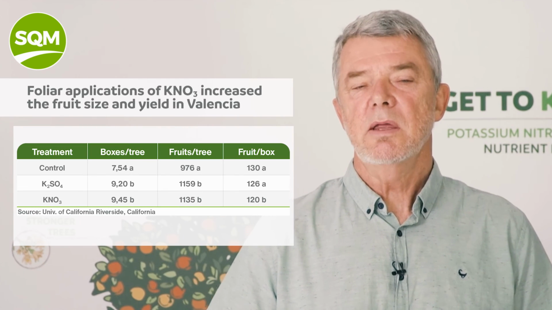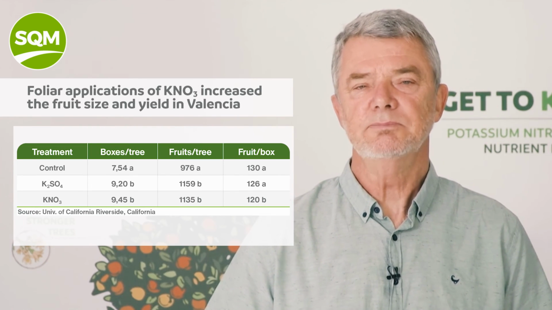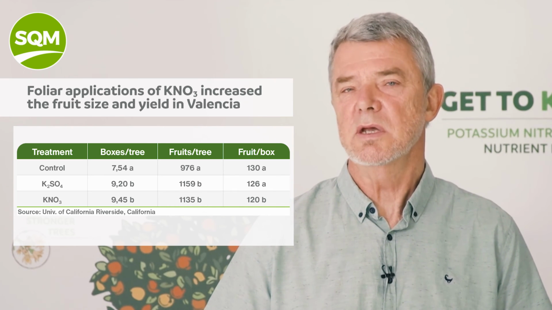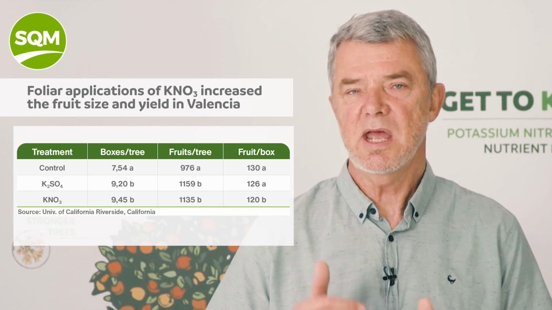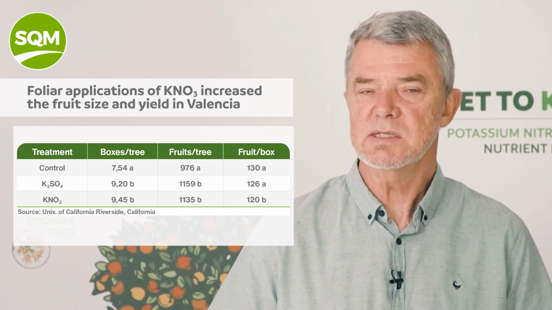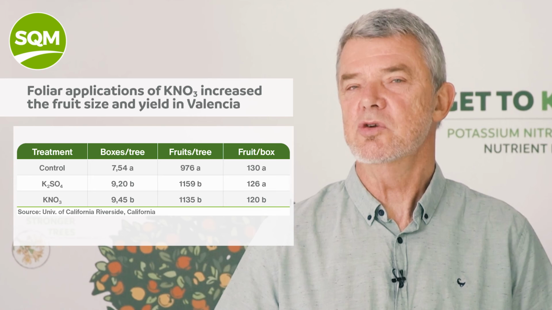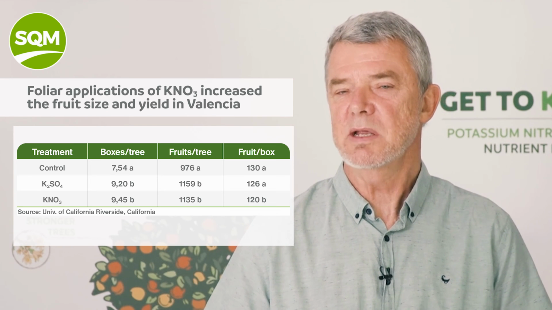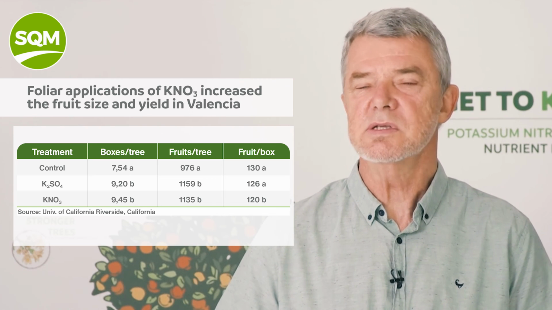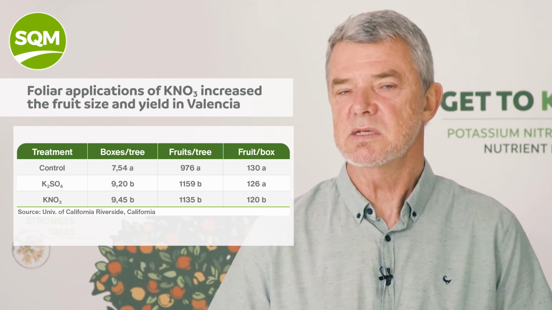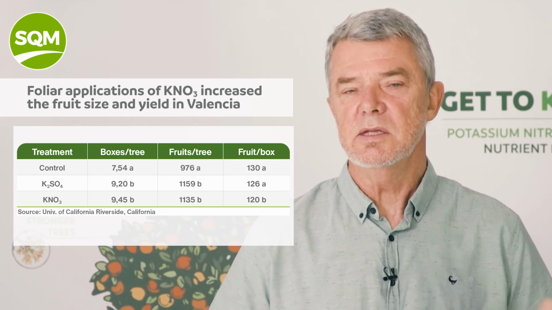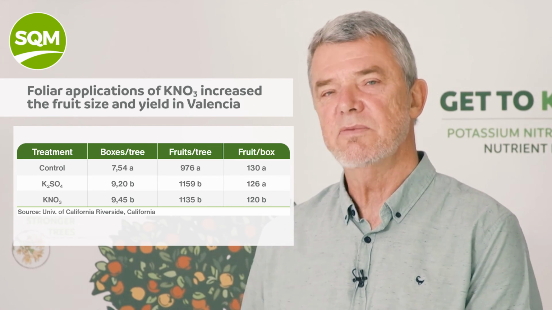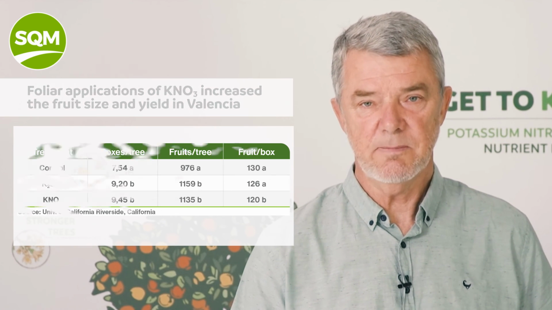This was work done by University of California, Riverside, and it was foliar applications with potassium in orange, where they used potassium sulfate as a foliar and potassium nitrate compared to no potassium. And you can see that the boxes per tree increased with both foliar applications, the fruits per tree increased with both foliar applications, and you can also see that the fruit size increased, especially with potassium nitrate. So you definitely had a yield increase with both sources of potassium as a foliar, and an increase in fruit size with a potassium nitrate application.